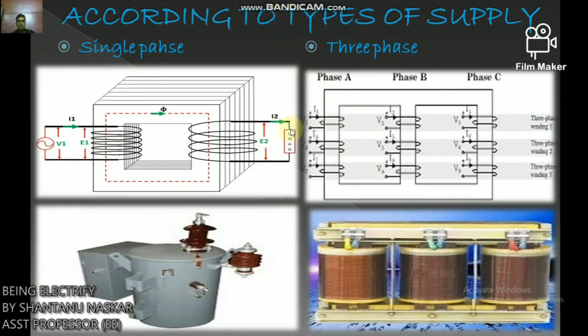Now according to types of supply, there are two types of transformer: single phase and three phase transformer. So what is single phase? The single phase requires two wires for completing the circuit: the conductor and the neutral. The conductor carries the current and the neutral is the return path of the current. In single phase supply, the voltage is up to 230 volt. It is mostly used for running small appliances like fan, cooler, grinder, heater, etc.